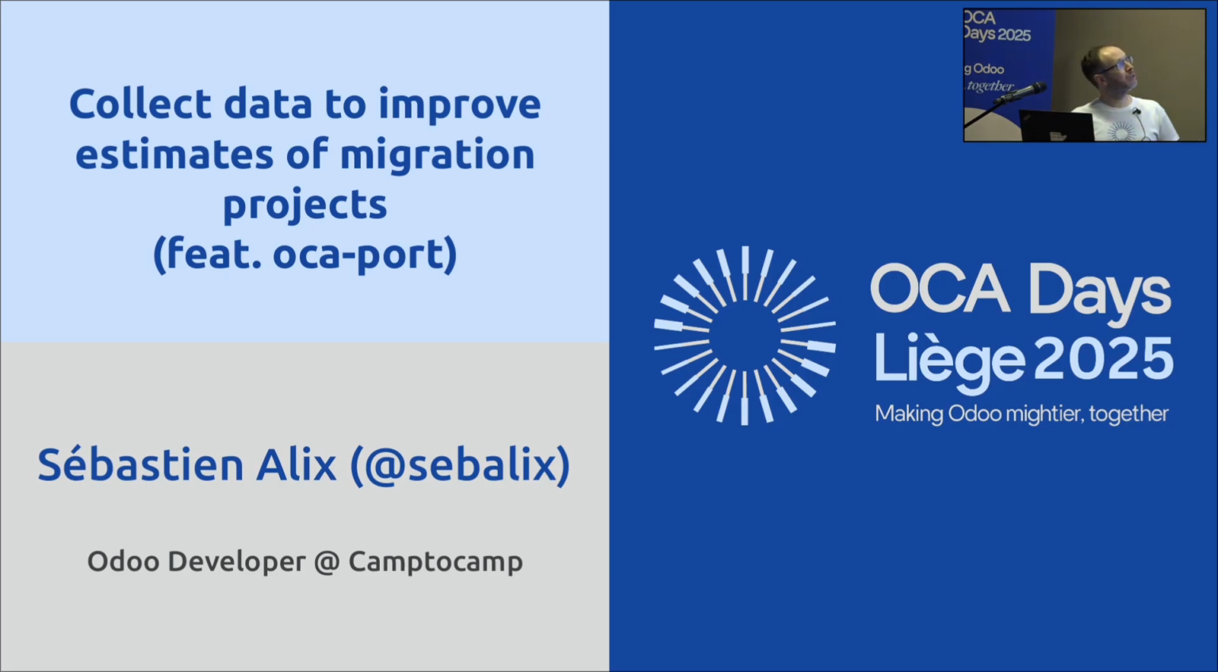So I changed the title of this talk yesterday. Initially, it was just about oca-port, a tool I wrote some years ago in OCA. And that will be a talk about oca-port and another tool that is using oca-port, so an Odoo instance that is collecting some data to improve your estimates of migration projects. But not only, it's also about maintenance for project manager, business analyst, and developers.